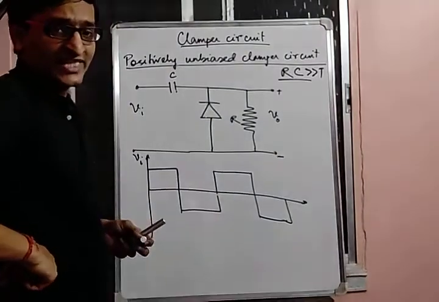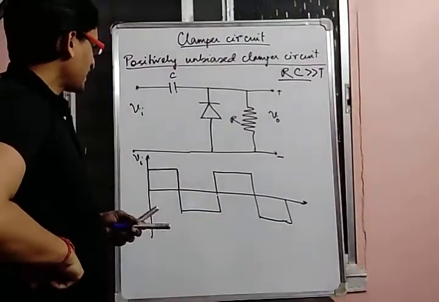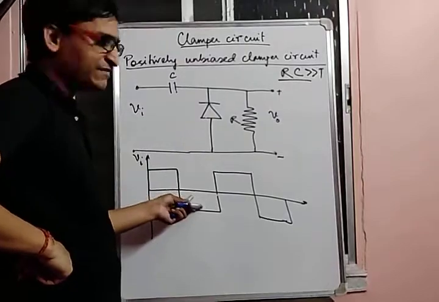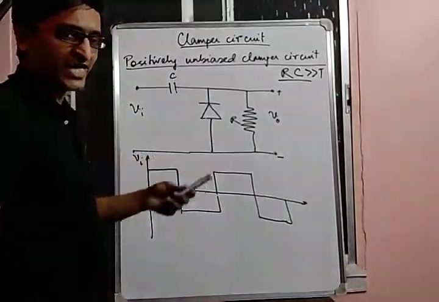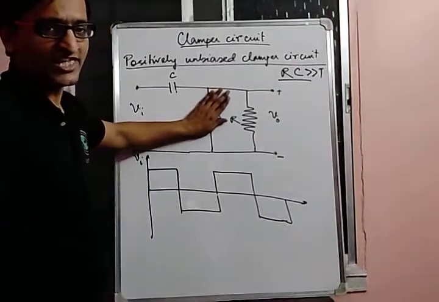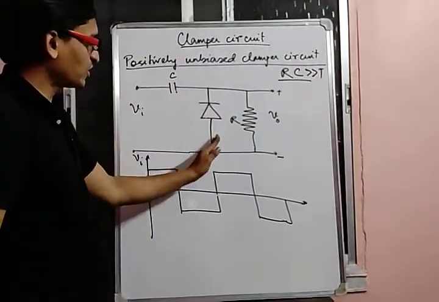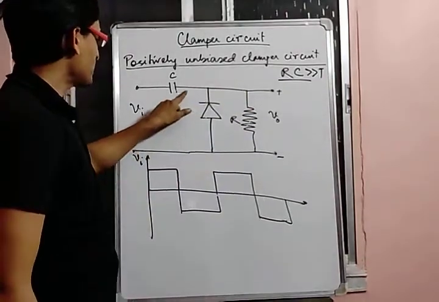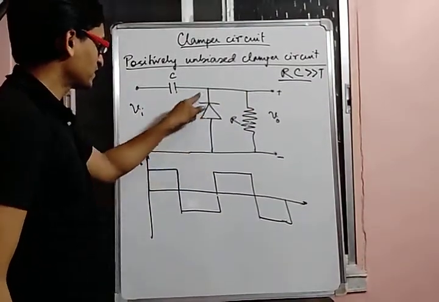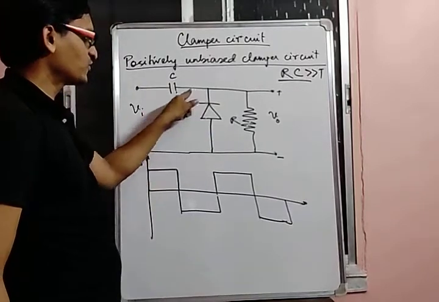But what will happen during the negative half cycle? During this negative half cycle, this diode will become forward biased. Since this diode is forward biased, it will act as a short-circuited path. So since this path is short circuited, no current will flow through this resistance R. As a result, current will flow through this path.